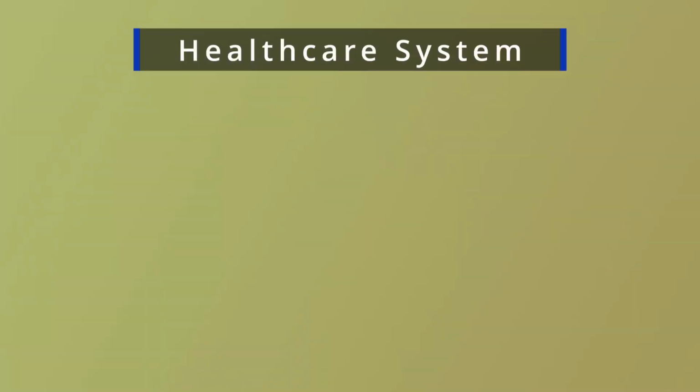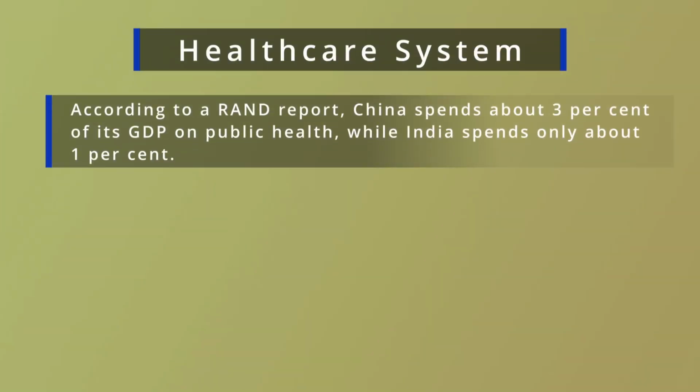Now we come to section 6, which deals with the healthcare system. As regards the healthcare system, the scenario of China is quite better compared to India, and here China also used a relatively higher share of its GDP in the health sector compared to India. According to the estimation of the RAND report, China used 3% of its GDP in the health sector, whereas India used 1% of its GDP in the health sector.